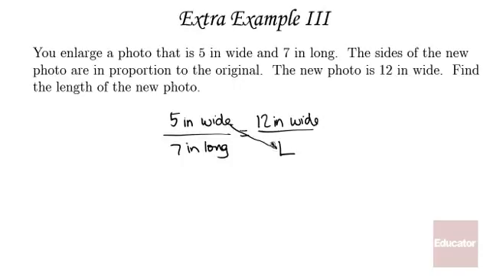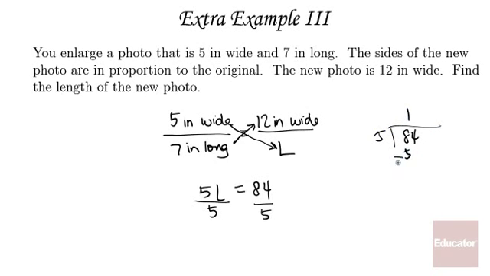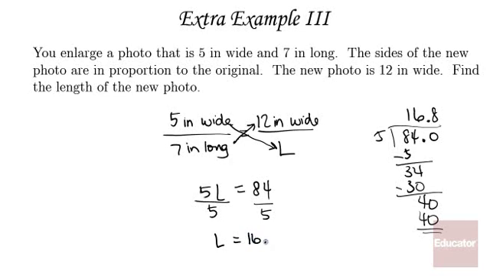I'm going to solve this by cross multiplying. 5L equals 7 times 12, which is 84. And now to solve for L, I'm going to divide both sides by 5. 84 divided by 5, 1. 34 goes in 6 times, which is 30. And it'll go into 40 8 times. So the new length of your photo is going to be 16.8 inches, which makes sense because 7 is a bit longer than 5 and 16.8 is a bit longer than 12 inches.